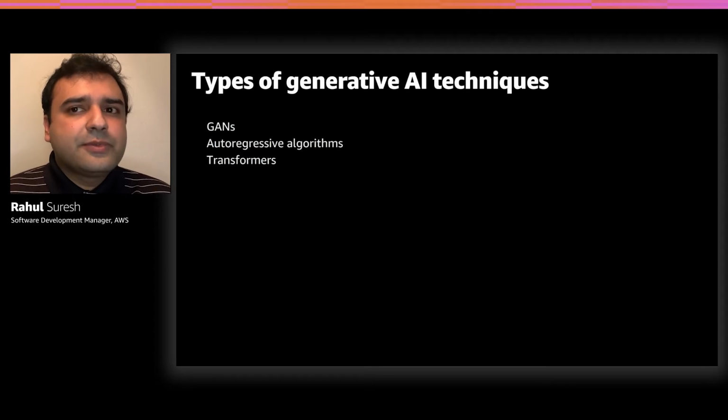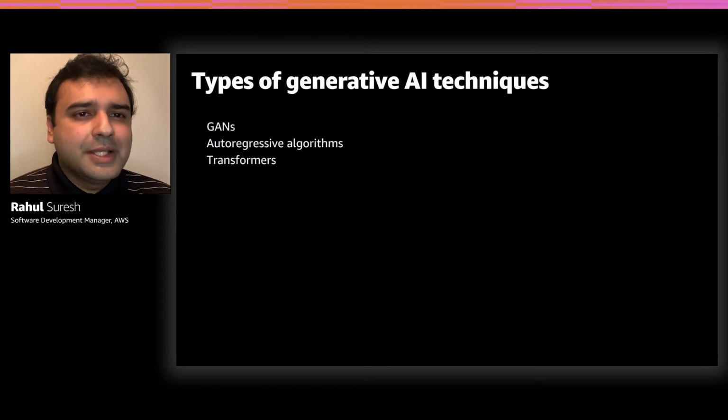There are different types of generative AI techniques. It is a category of techniques as we saw before. So in this session, we are going to be looking at some of the popular techniques, including GANs, autoregressive algorithms, and transformers, which is one of the state-of-the-art models in generative AI today.